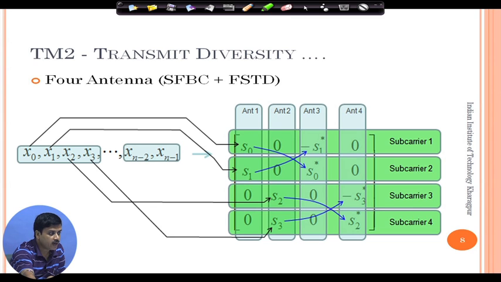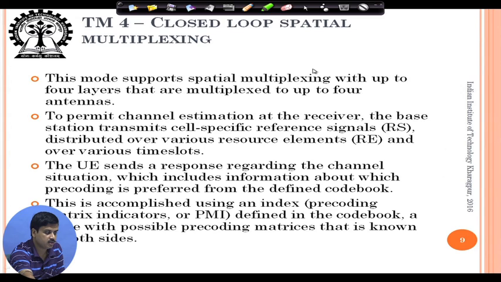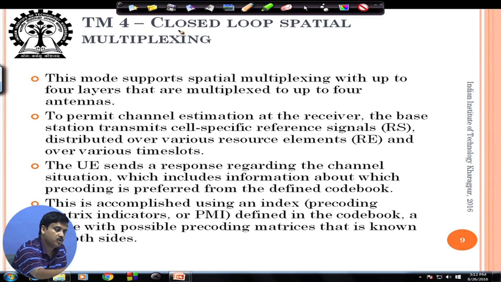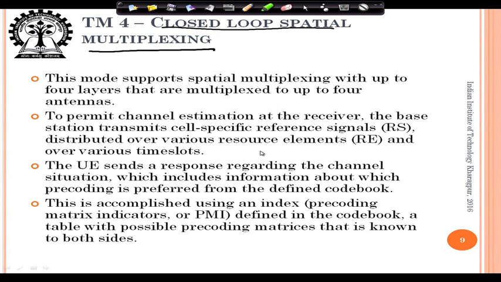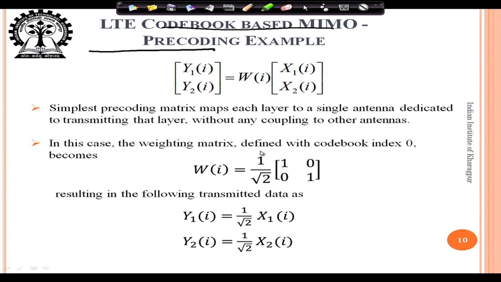This is the 4 antenna based Alamouti scheme, which is basically similar. So we'll not take a look at this; you can always take a look at these things. And then there is closed loop spatial multiplexing. What we have studied is SVD based closed loop spatial multiplexing, but here instead it is code book based spatial multiplexing. We'll explain shortly what is the meaning of code book based spatial multiplexing.